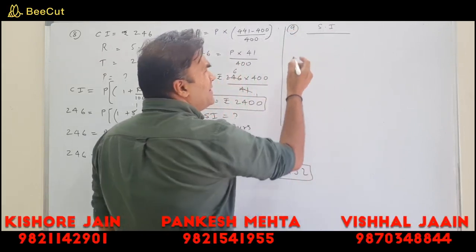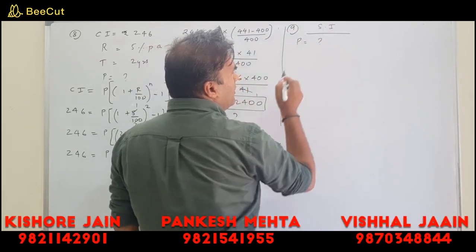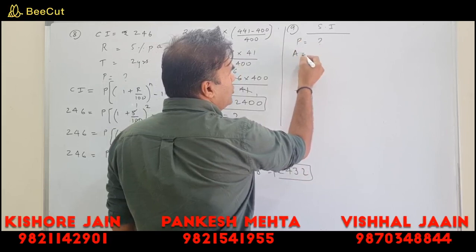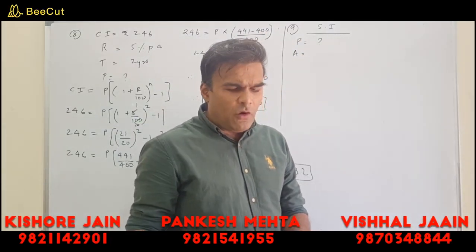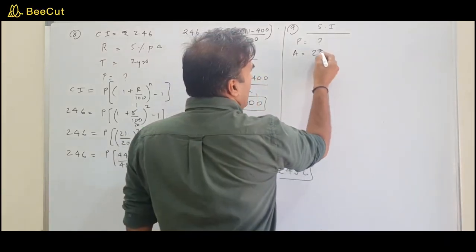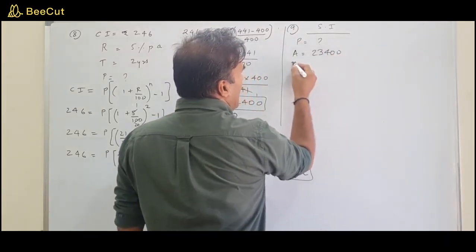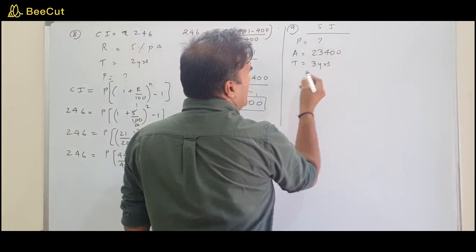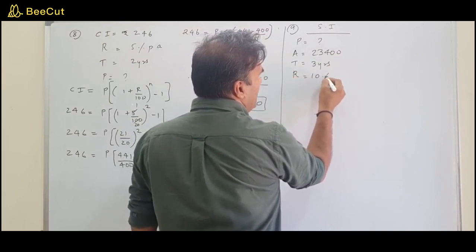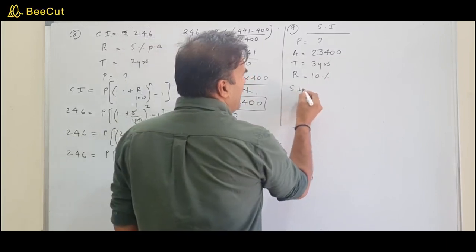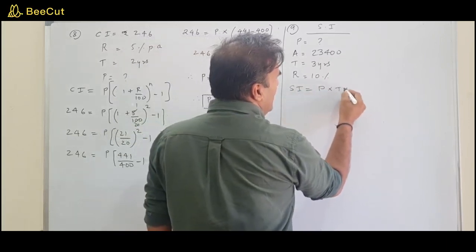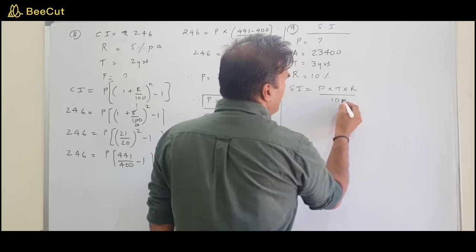They are saying that a certain sum of money, so we are not aware about the principal, amounts to rupees 23,400 in 3 years. Time horizon 3 years, rate 10%. Can we find the principal? Of course, sir. Simple interest is P into T into R upon 100.